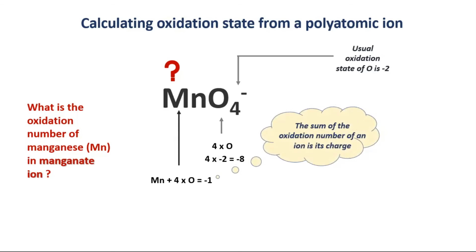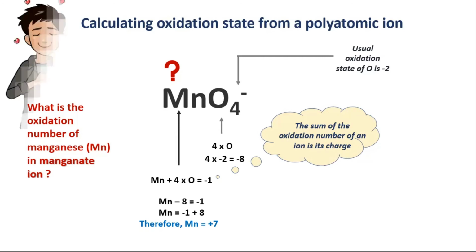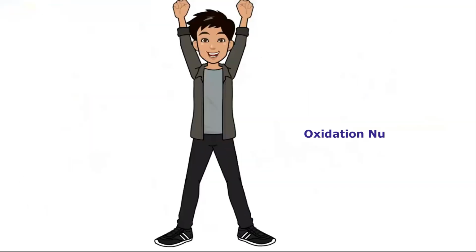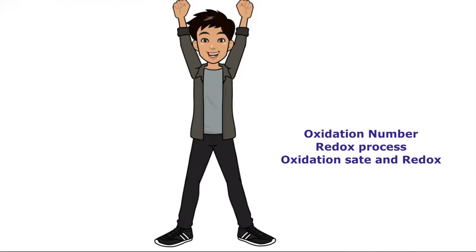We know the sum of the oxidation numbers of an ion would be equal to its charge. So manganese plus 4 oxygen would be -1. After solving the equation, we get the oxidation state of manganese in the manganate ion is +7. See, that's easy. We now understand oxidation number, redox process and their relation with oxidation state.